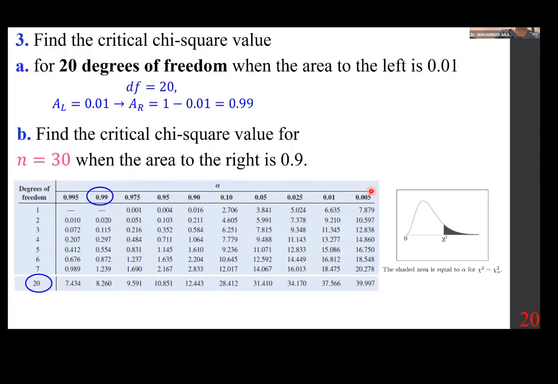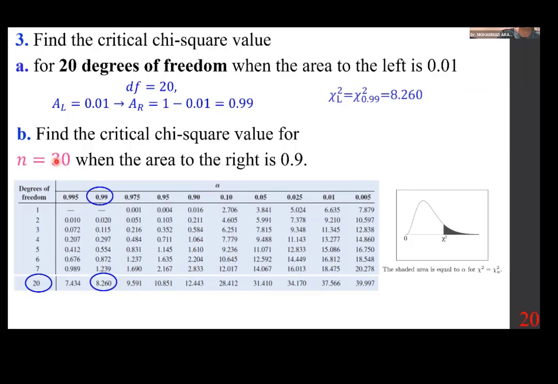Here's the area to the right. When we put these two together, it gives us this number, and therefore we write chi-squared, which in essence is the chi-squared of the left. The right side is 0.99. The area to the left is 0.01, is 8.260.